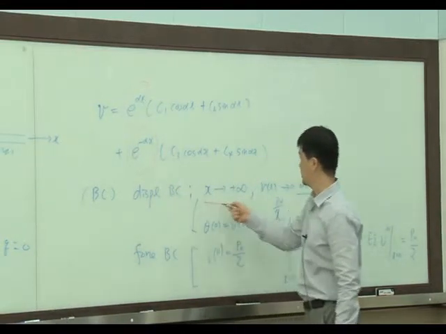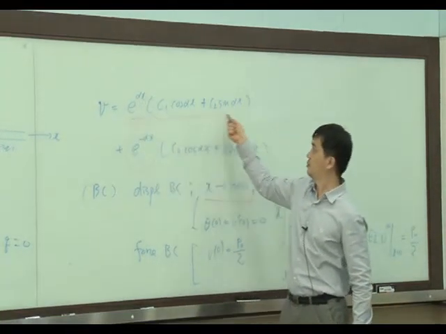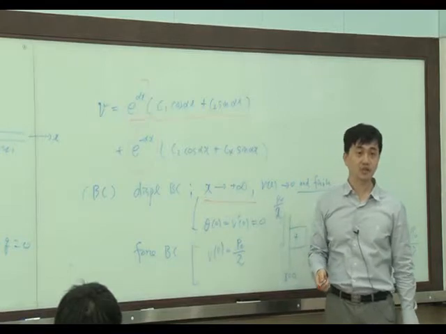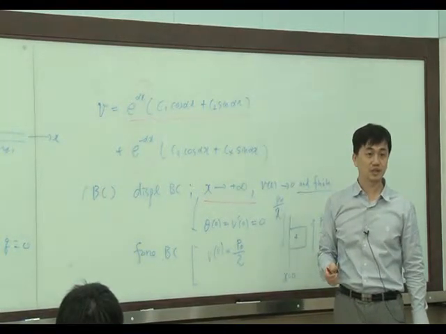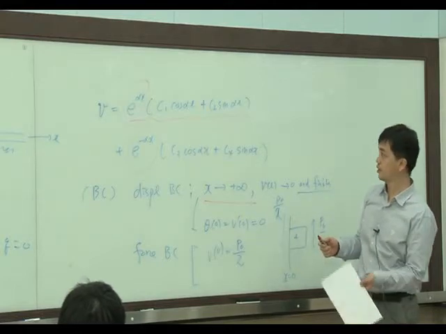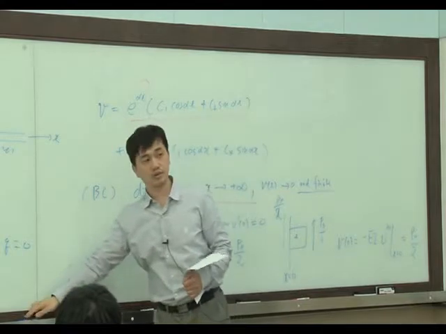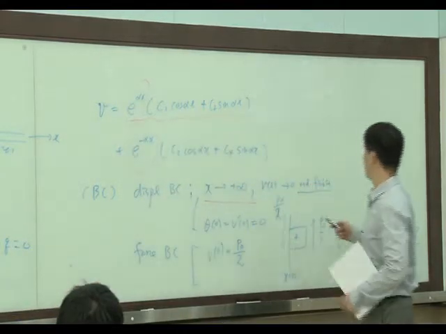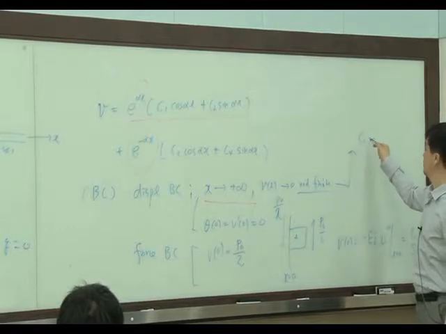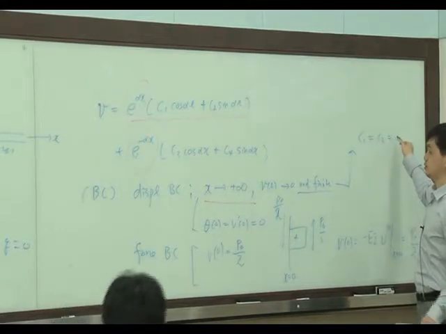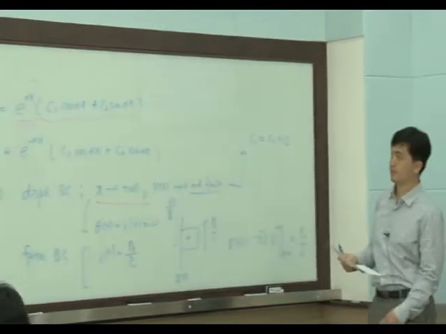So this boundary condition means this term should be 0, right? This is not physically meaningful. So it means C1, C2 should be 0. From the first boundary condition, C1, C2 should be 0. Okay?